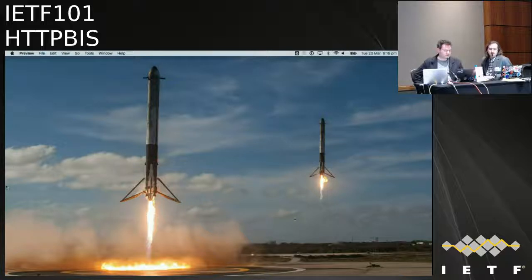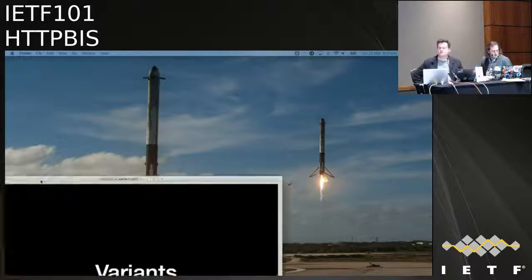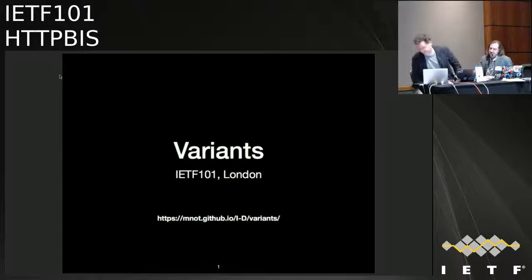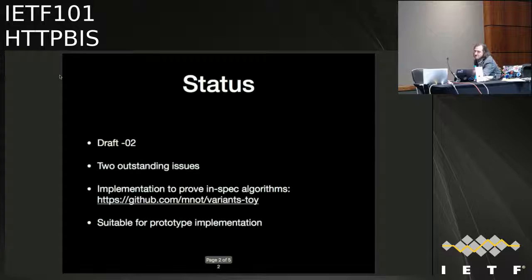Okay. Thank you. So finally, I have a last presentation, which we've talked about before, so we'll do it quickly. Do you mind pressing the space bar? So we've talked about variants before. Next slide. Right now we're at draft 02. There are a couple of outstanding issues. They're not significant, I don't think; they're just stuff we need to work through. We have a toy implementation to prove the in-spec algorithms and make sure that they actually work. And I believe that it's suitable for prototype implementation. Next slide.